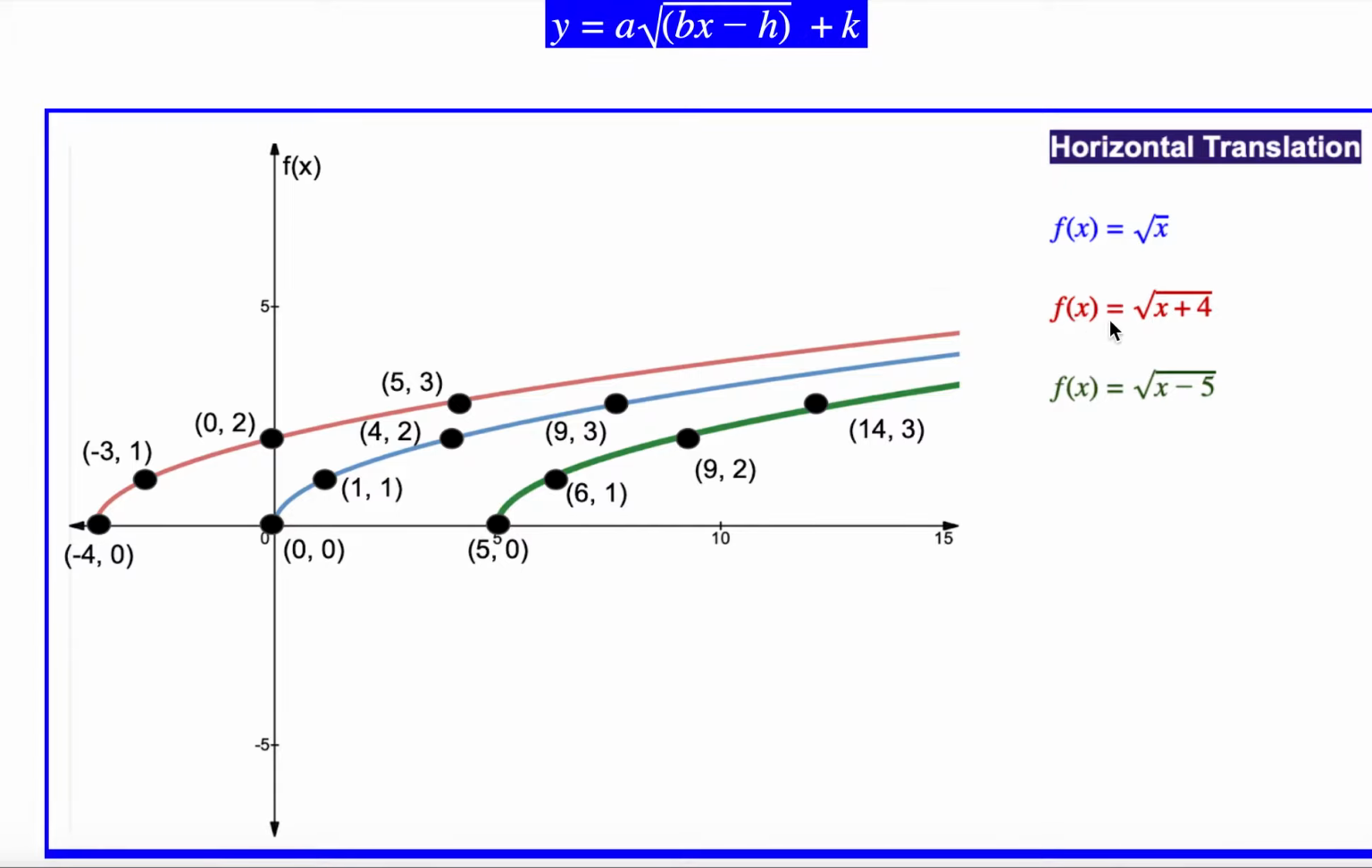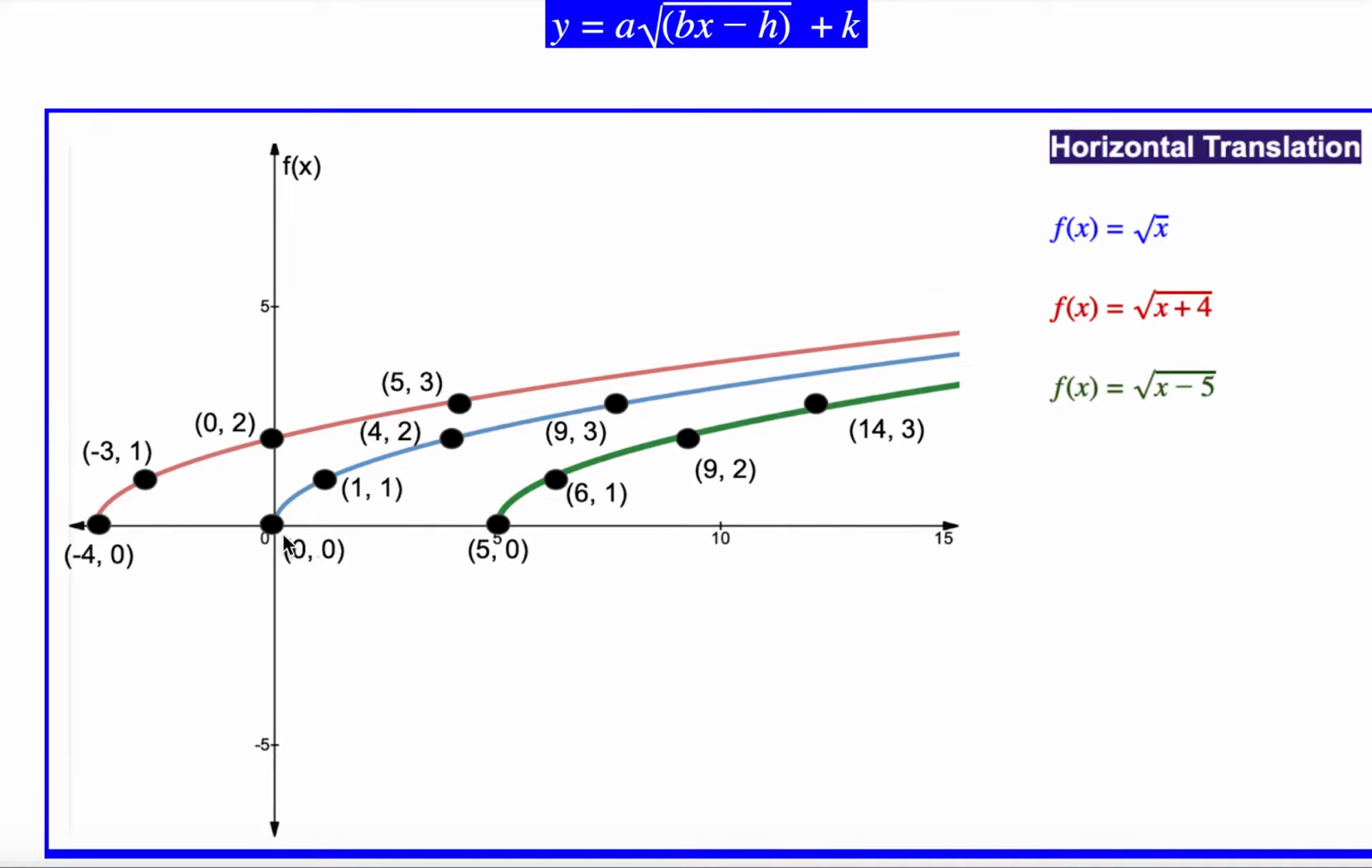For example, the red function, square root of x plus 4, is going to be translated horizontally 4 units to the left. And the green function here is going to be translated horizontally 5 units to the right. If you remember, the translation of a quadratic function is very similar. If you want to find a relationship, you can find one, because the relationship exists. Those are two different families of functions, but the behaviors are very similar.